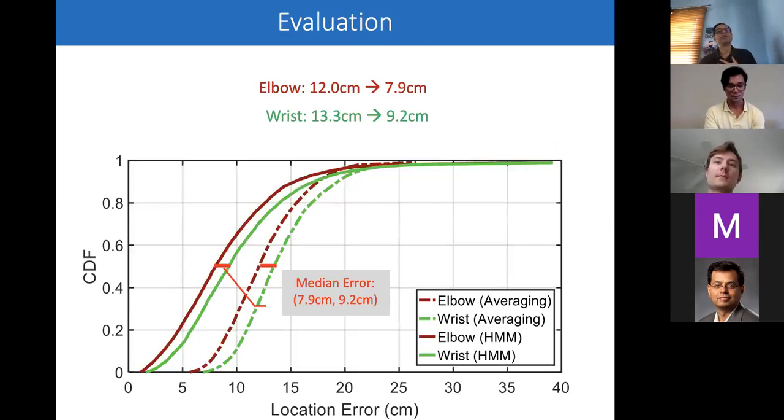Once you combine these two in the hidden Markov model, you can bring the error down from 12 centimeters to less than 8 centimeters. So it's not a huge gain, but it's still about a third of the error removed, from 12 to 8. So that's what you can do.